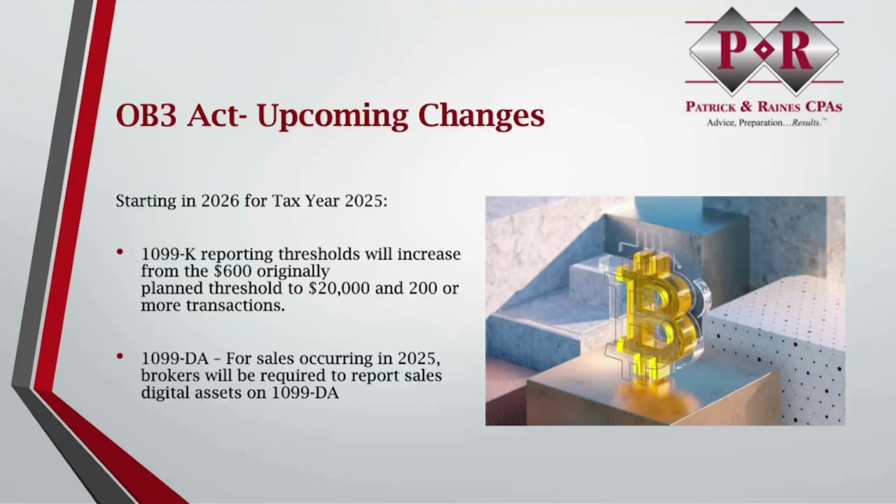Here are some upcoming changes starting in 2026. 1099K thresholds will increase from the $600 originally planned threshold to the $20,000 and 200 or more transactions. 1099 DA. For sales occurring in 2025, brokers will be required to report sales of digital assets on 1099 DA.